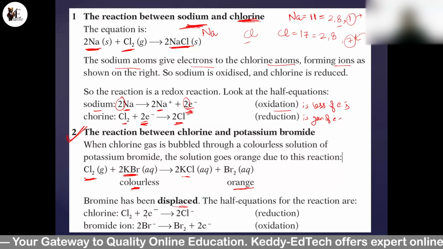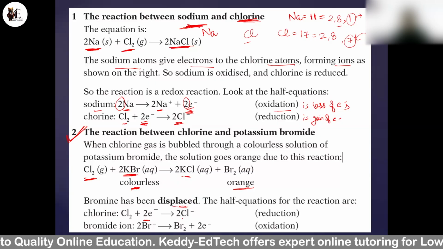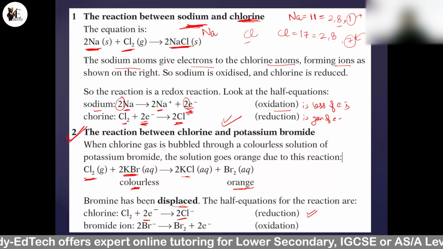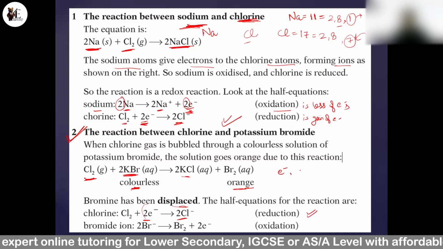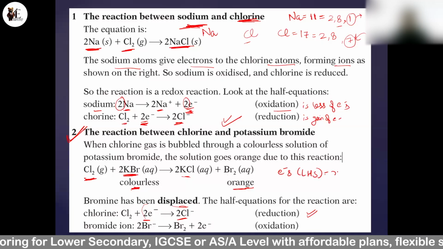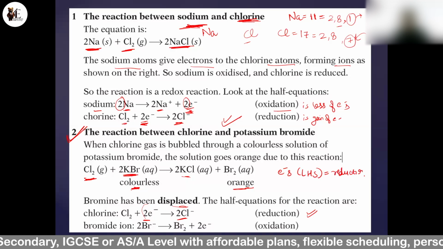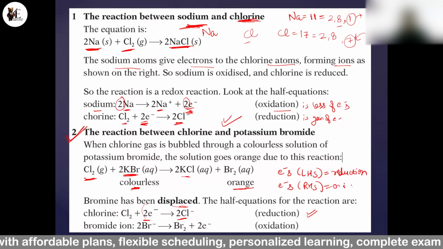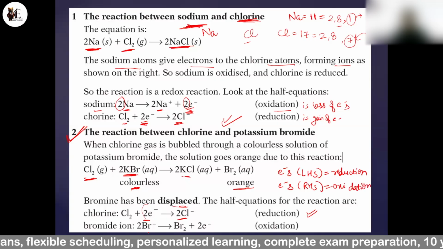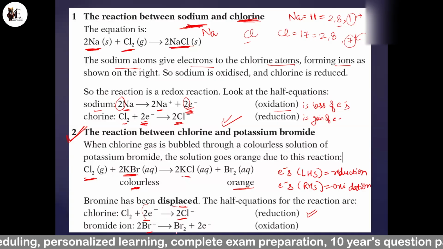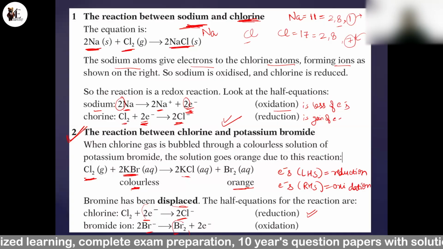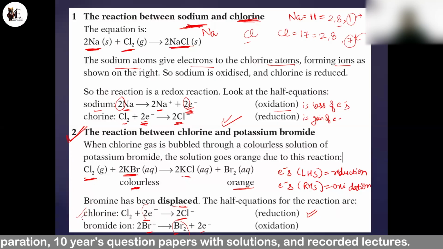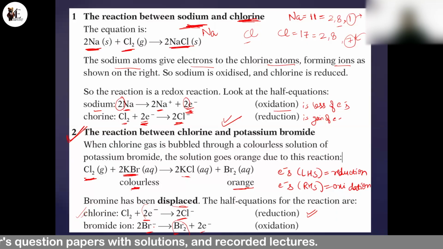So how do we know this? Chlorine is gaining 2 electrons and is converted into 2Cl minus, similar to the previous reaction. So this is reduction, because electrons are on the left hand side. If electrons are on the left hand side of the reaction, then it is reduction. If electrons are written on the right hand side of the reaction, then it is oxidation. Now the bromide ion is losing 2 electrons and converting into bromine gas. So we can say that chlorine is undergoing reduction, and bromide is undergoing oxidation.